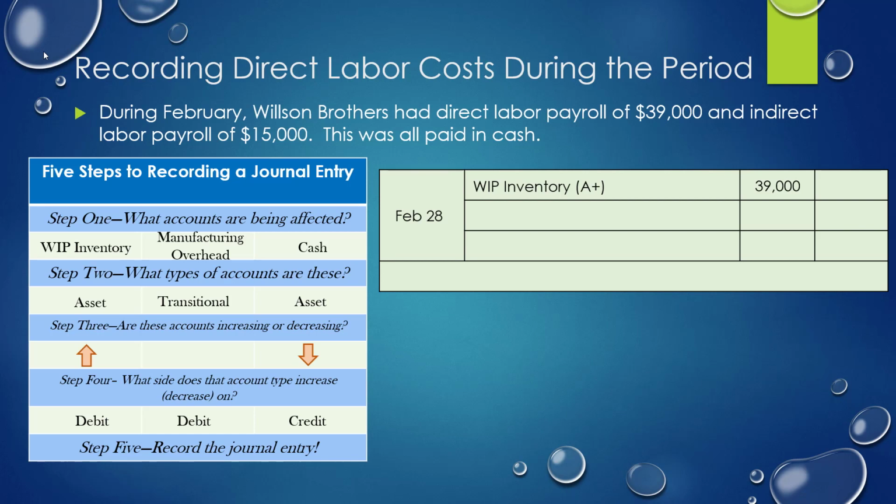The indirect cost that we have has to be pulled up in our manufacturing overhead pool, but it's going to be a debit to manufacturing overhead for the other $15,000. And since we have to pay for all of this, the credit to cash is going to be for whatever makes our debits equal our credits. That is $54,000 in our journal entry to record our labor costs for the period.